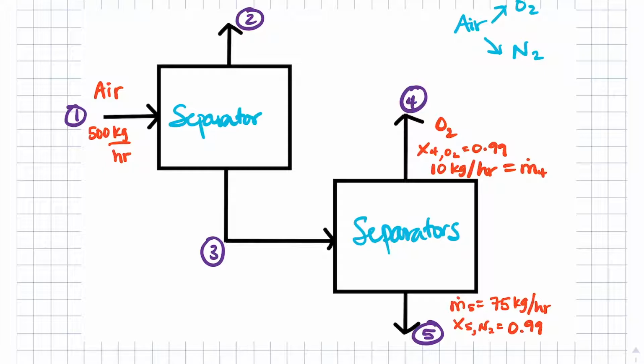You can see here we have air coming in stream 1. In stream 2, we're going to have something coming out. In stream 3, we're going to have something coming out. But you can see in the second separator, in stream 4, we're going to have 99% pure oxygen coming out. And in the bottom of the separator, we're going to have 99% pure nitrogen coming out.